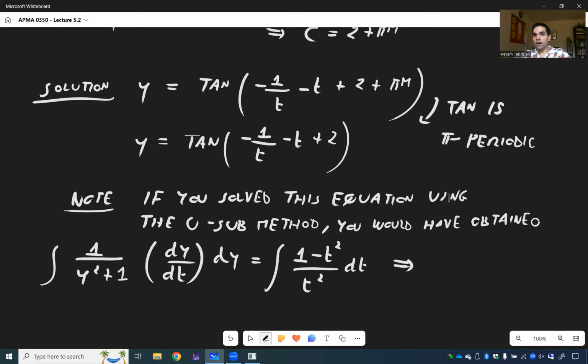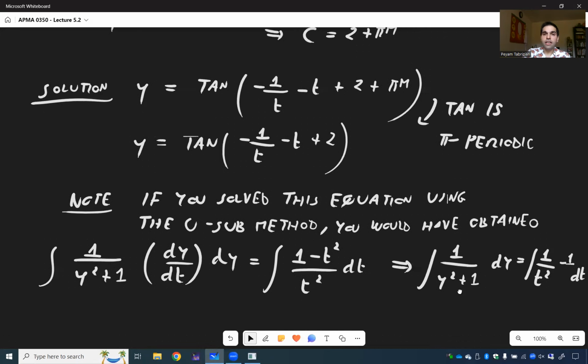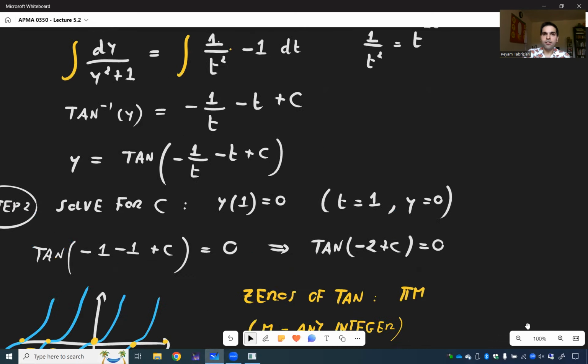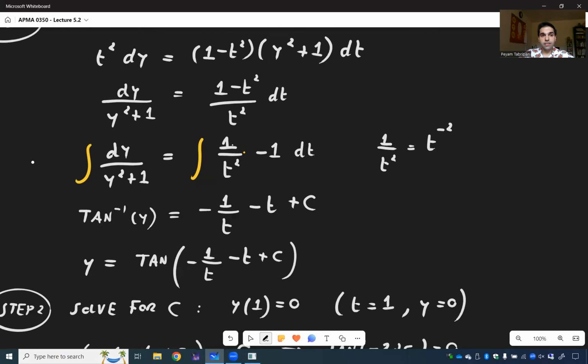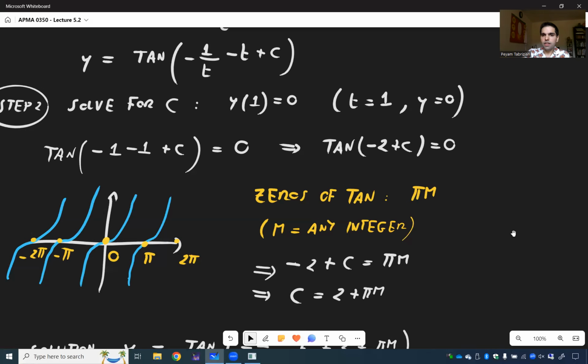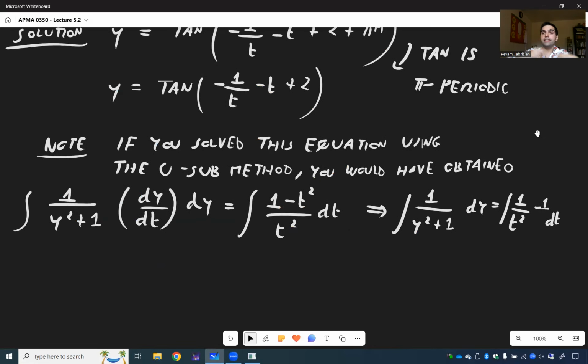And then using a u-sub, you would have obtained the integral of 1 over y squared plus 1 dy equals the integral of 1 over t squared minus 1 dt. Which, if we scroll above, is actually the same equation as before. You see this one, the integral of dy over y squared plus 1 equals the integral of 1 over t squared minus 1 dt. What's my point? My point is, it seems like a non-rigorous method, but it's actually rigorous if you use a u-sub like we did before.